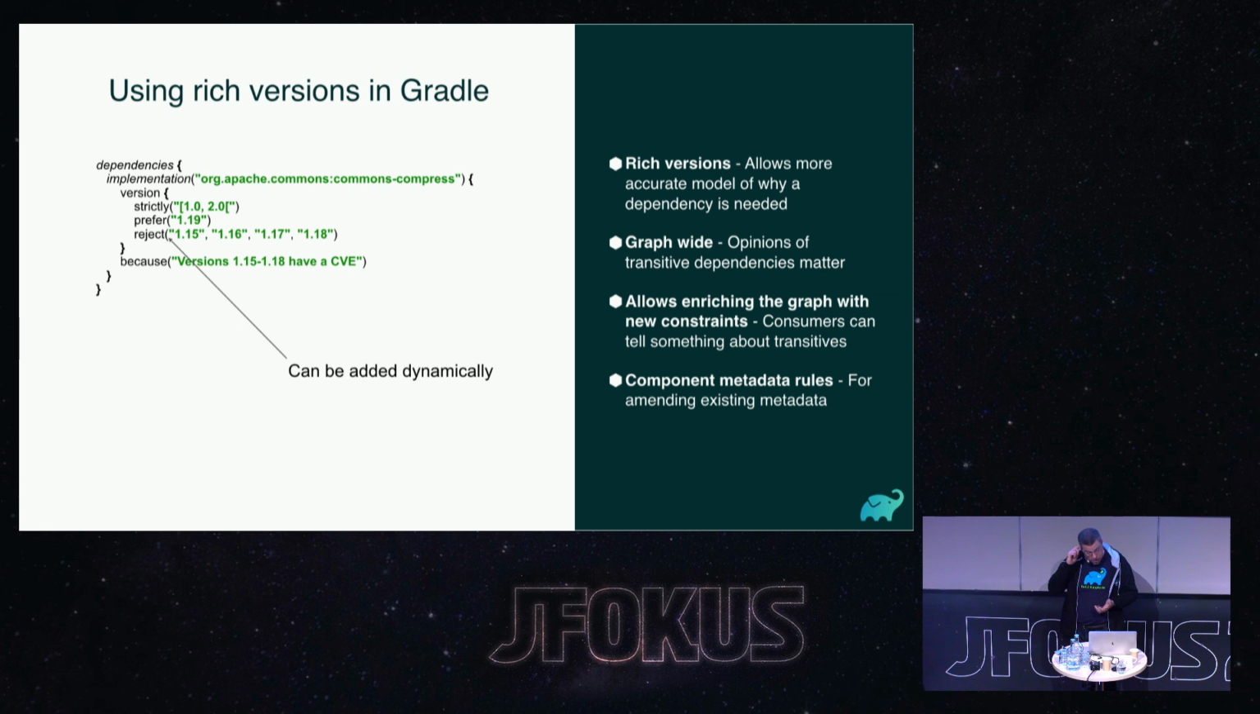So one of the things you can do with Gradle is you can actually use rich version declaration. And so here what you see is that we're using commons compress. However, we want the version to be strictly from 1.0 to 2.0 excluded. If nobody has an opinion, let's use 1.19, because that's what we built with, that's what we tested with. However, what's really clear is that 1.15, 1.16, 1.17, and 1.18 should not be used. They have a CVE.